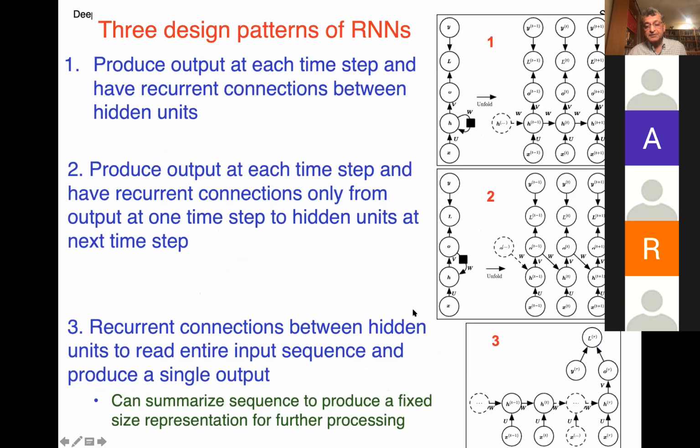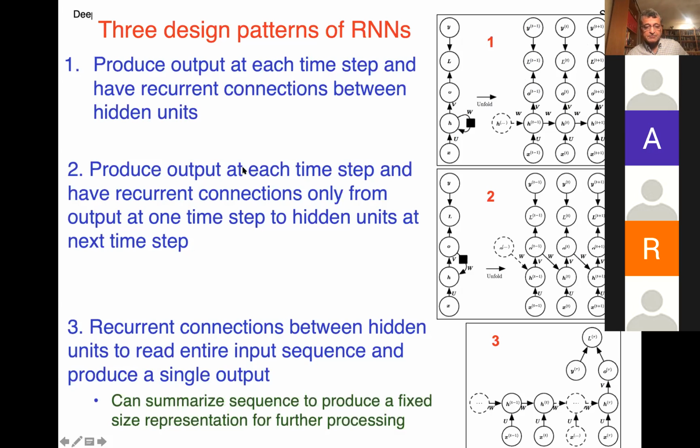So there are multiple design patterns which are shown here. 3 design patterns of RNNs. So this first one is what we just saw. There's number one here, number 2 here, and number 3 here. Number 1 produces an output at each time step and has recurrent connections between hidden units. So this is the recurrent connection between hidden units, and we are producing an output at every input.